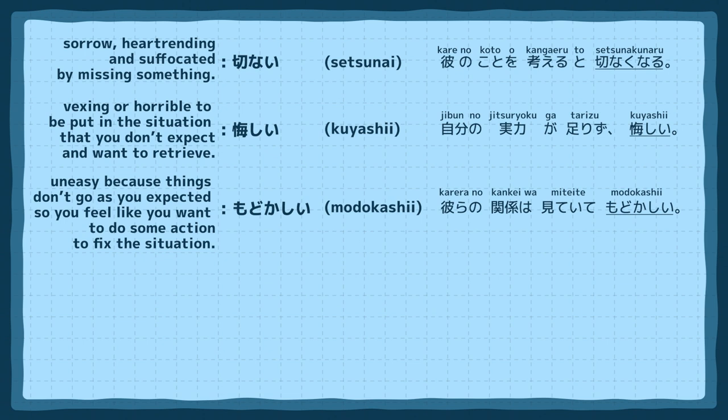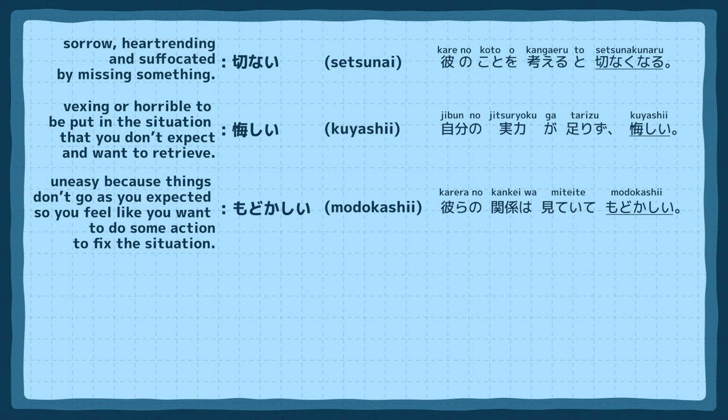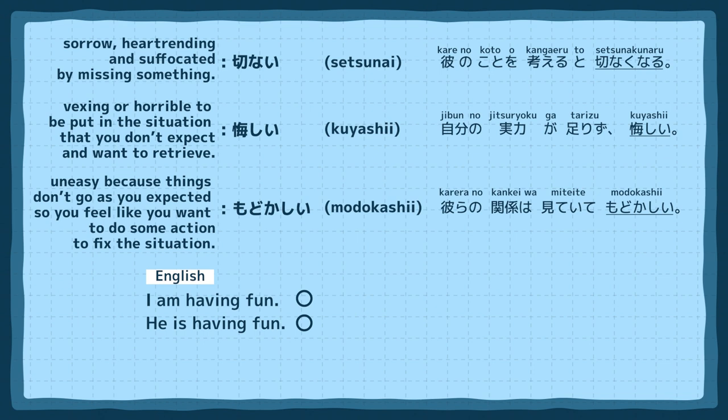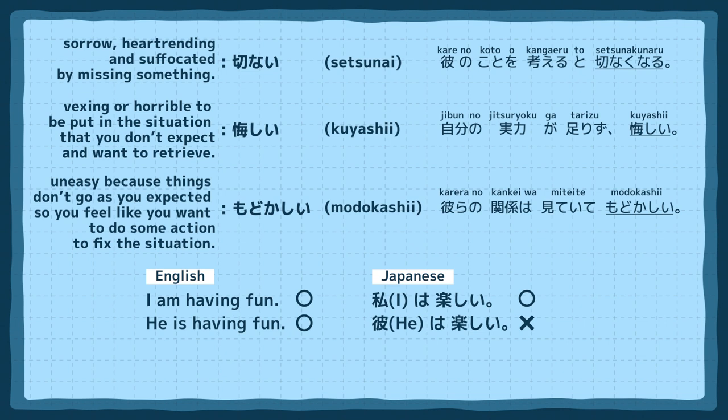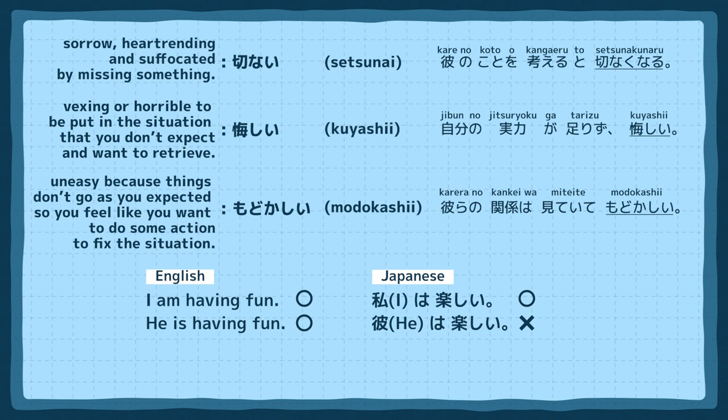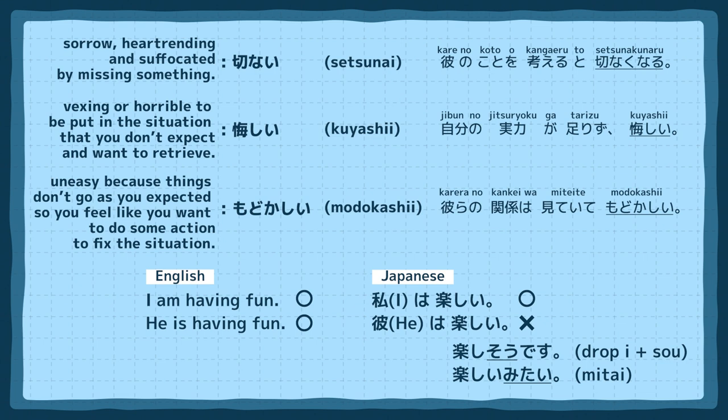because you cannot tell a third person's feeling exactly. In English, you can say, I'm having fun, he's having fun. And if you translate to Japanese, 私は楽しい。彼は楽しい。 It doesn't sound natural. In Japanese, you have to say he looks like he's having fun. 彼は楽しそうです。彼、楽しいみたい。 You have to describe his emotion as a third person.